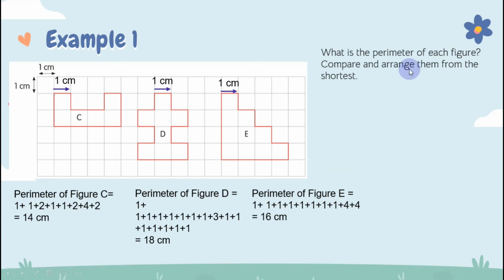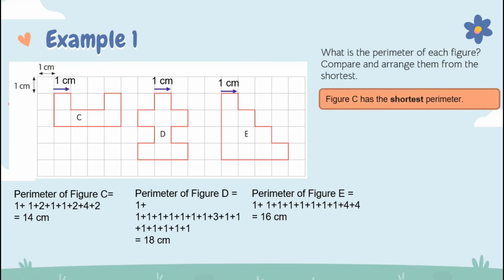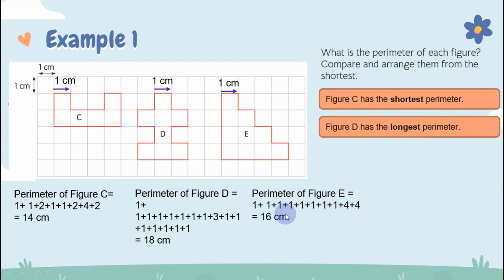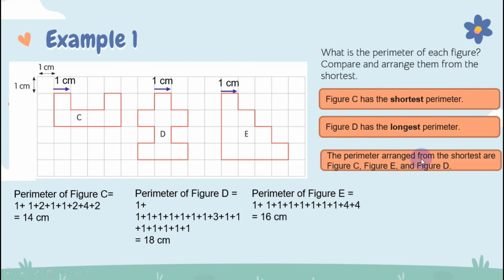Now, we have known the perimeter of each figure. Now we can compare which is shortest, which is the longest. The shortest is figure C. The longest is figure D. The perimeter arranged from the shortest are figure C, E, and D.